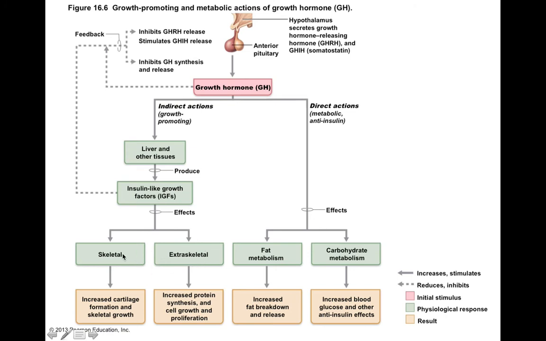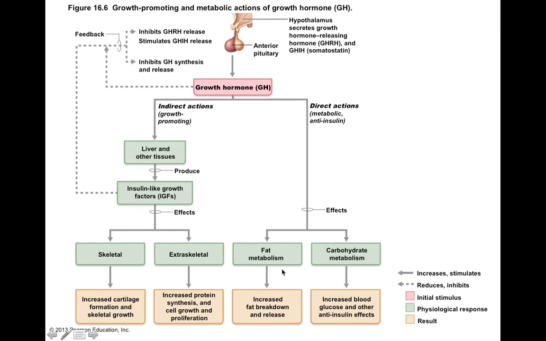And so in diseases where growth hormone is secreted in excess, you're going to see lots of skeletal tissue growth. So you're going to see overgrowth of the skeleton. And you're also going to see overgrowth of other extraskeletal tissues, such as skeletal muscle. Now, it's also going to cause the mobilization or increase in growth of cartilage and cell growth and proliferation of other tissues as well.